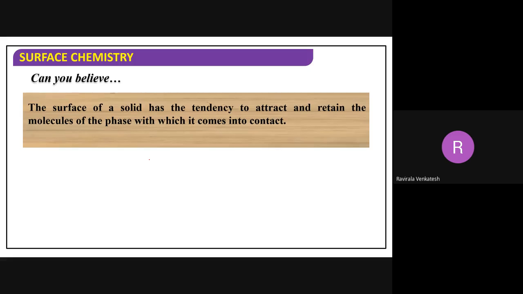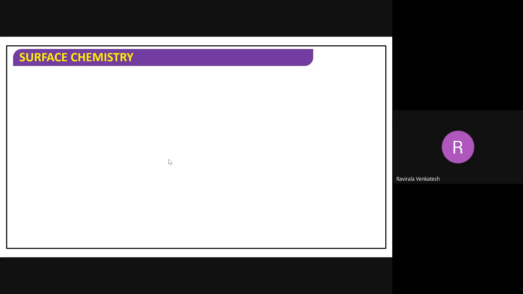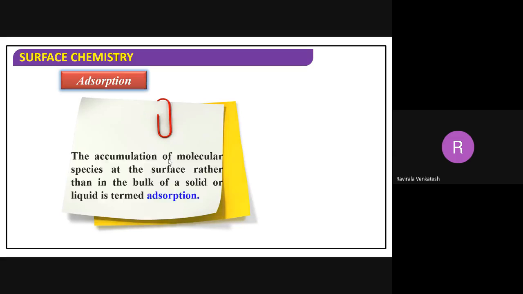Adsorption. The surface of a solid has the tendency to attract and retain the molecules of the phase with which it comes into contact. So the solid surface will have a tendency to attract or retain the molecules of the phase with which it comes in contact. For example, the pencil I have taken here. Accumulation of molecular species at the surface rather than the bulk of a solid. This is the definition of adsorption.